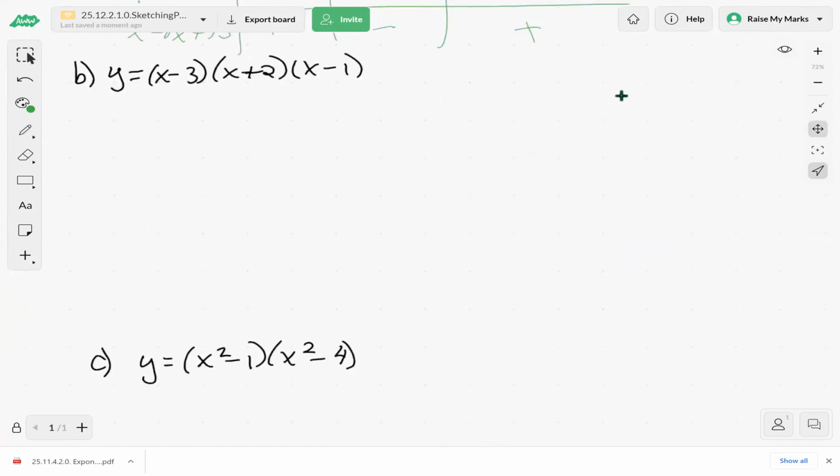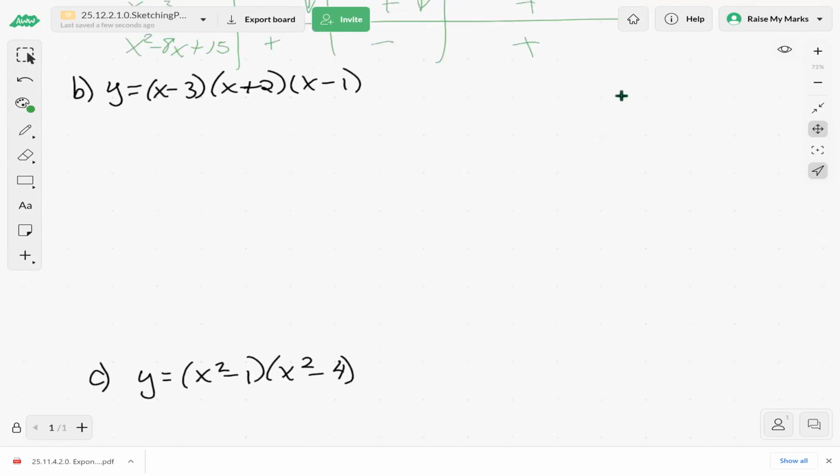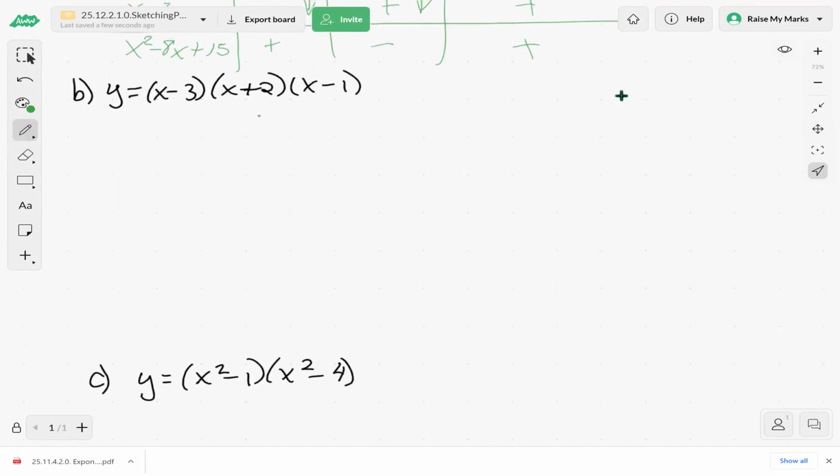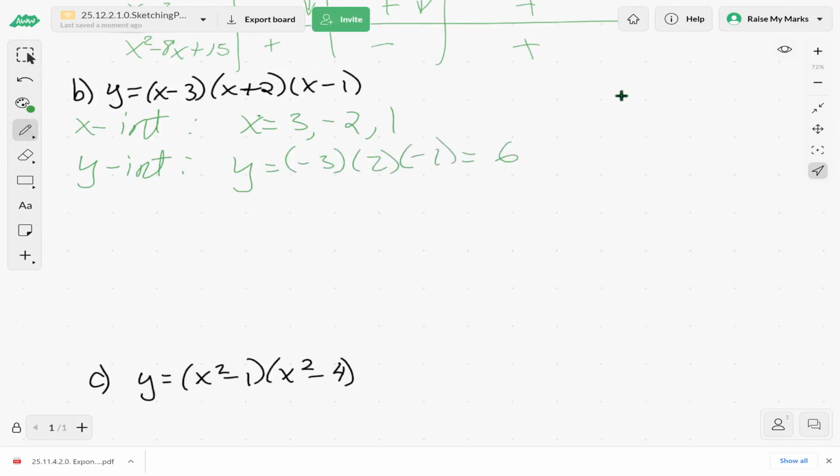So the next one, y equals x minus 3 times x plus 2 times x minus 1. This is nice. Our function's already factored for us. So our x-intercepts are x equals 3, negative 2, and 1. For our y-intercept, we're just going to plug in 0 for x, and what do we get? We have y equals negative 3 times 2 times negative 1, and that equals 6. So that's our y-intercept.